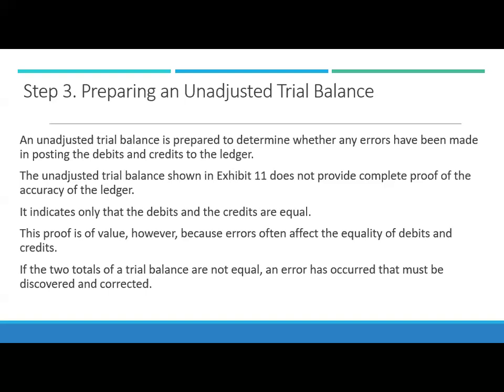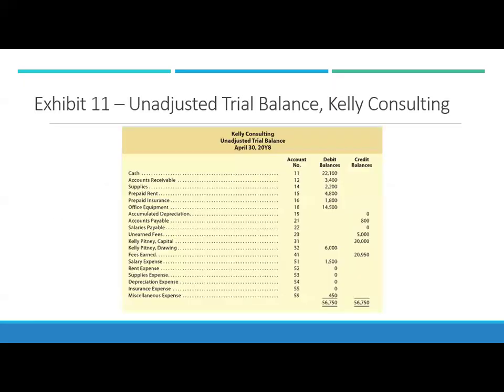And then we prepare an unadjusted trial balance by putting all the numbers on the trial balance in the order that is necessary. Make sure that all of our debits and credits equal. And notice how we have a zero balance for all of these different expenses down here, because we're going to need an adjusting entry for those.